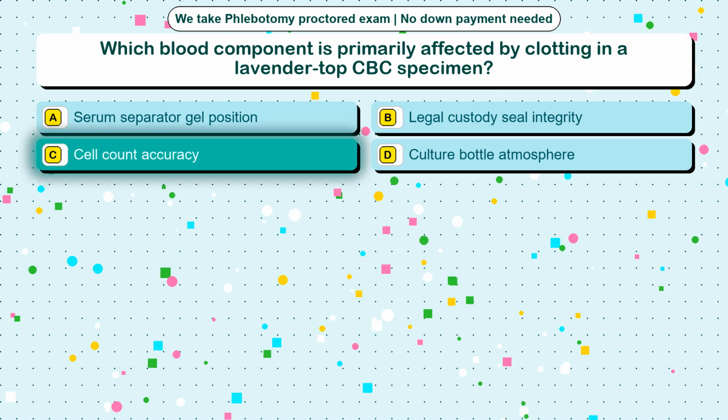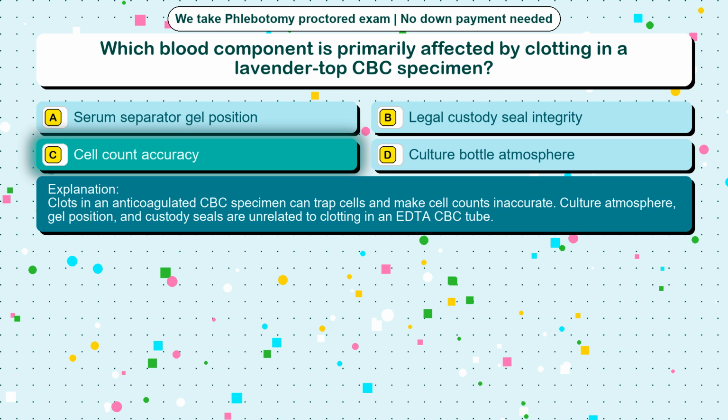The correct answer is option C, cell count accuracy. Clots in an anticoagulated CBC specimen can trap cells and make cell counts inaccurate. Culture atmosphere, gel position, and custody seals are unrelated to clotting in an EDTA CBC tube.